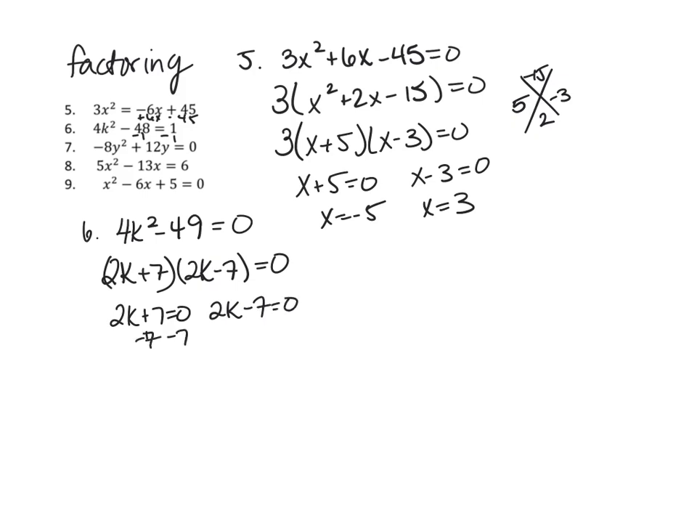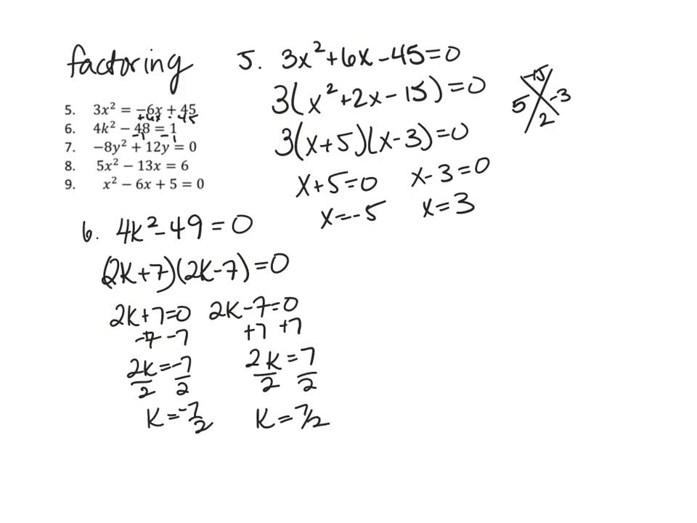Minus 7, 2k equals negative 7. So k is negative 7 halves. And plus 7, so 2k equals 7. So k is equal to 7 halves.